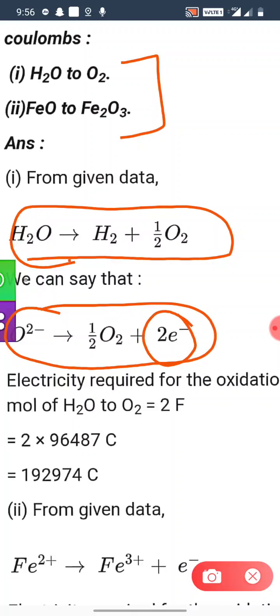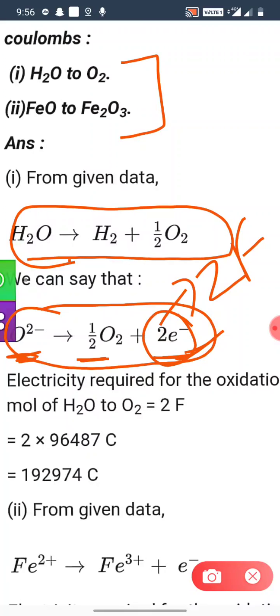To balance it, children, it is mentioned here as half O2 because here you have 1 oxygen atom. So obviously to make it 1, it is written half here. So to convert O2 minus to half O2, 2 electrons will be lost. Since the charge over oxygen is 2 minus, so the electrons involved here will be 2 electrons. And in terms of moles, it will be 2 Faraday.